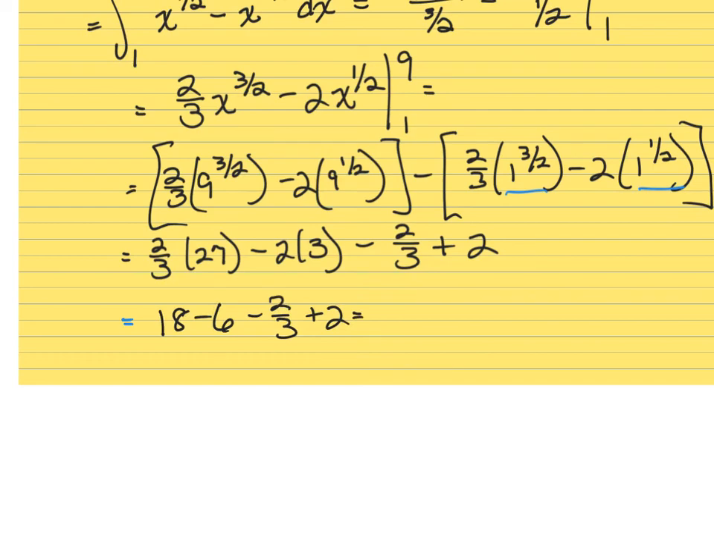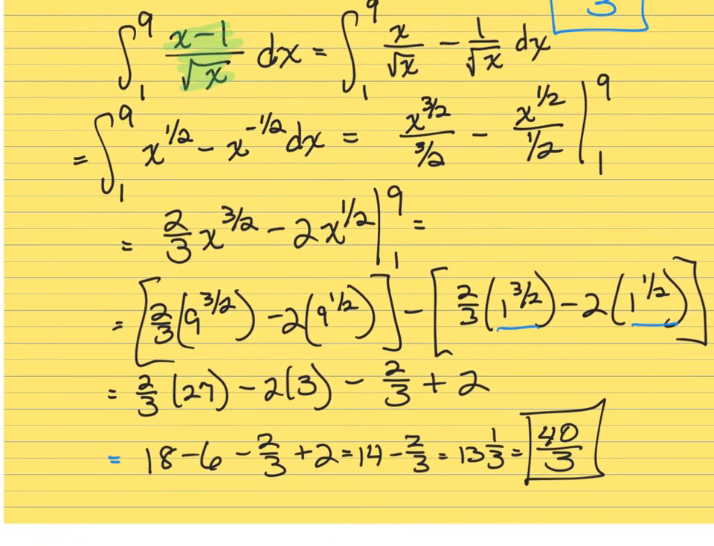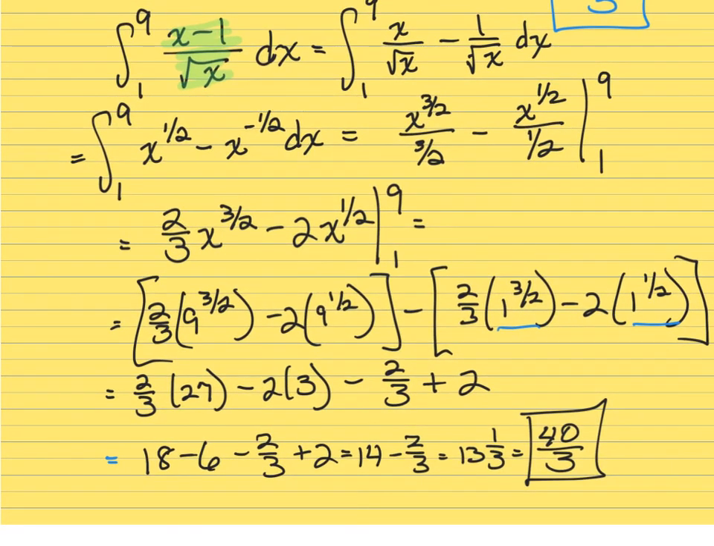Right? So now it's just a matter of working this through. 18 minus 6 is 12, plus 2 is 14, minus 2/3. So, of course, it's 13 1/3. Or probably we'll just express that as 40 thirds, is our area, or is the value of that integral, right? So, evaluating integrals, you're going to be using antiderivatives. That's kind of just really cool to me.